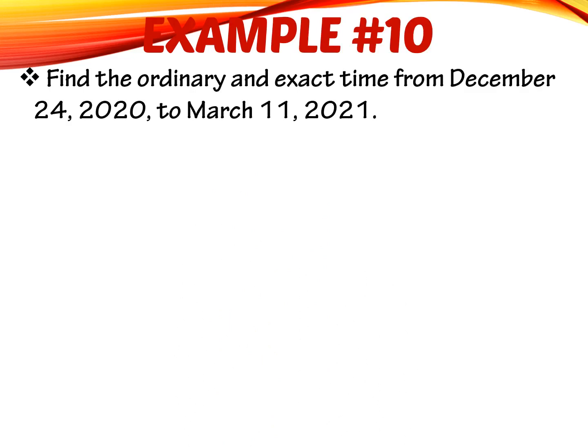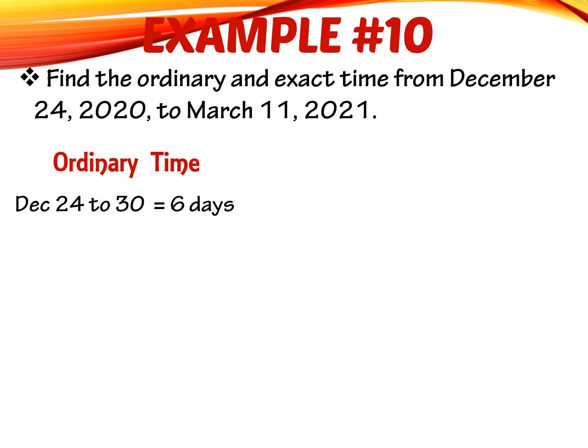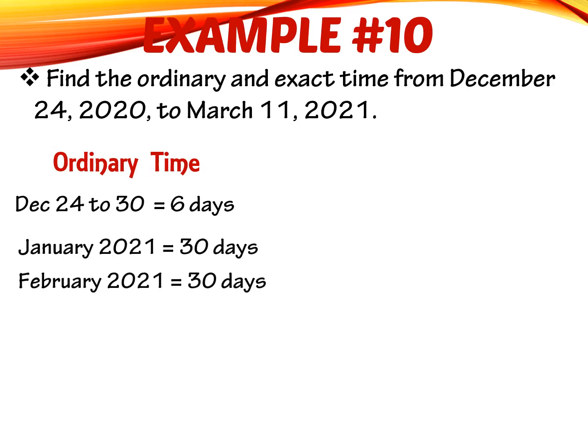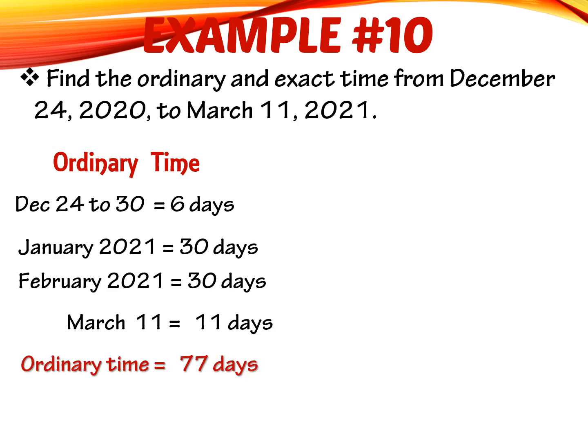Okay, let's have another example. Find the ordinary and exact time from December 24, 2020 to March 11, 2021. So for the ordinary time, from December 24 to 30, you have 6 days. January is 30, February is also 30, March is up to March 11, which is 11 days. So add this one, so the ordinary time will be 77 days.